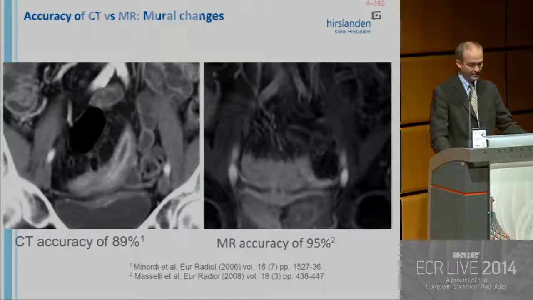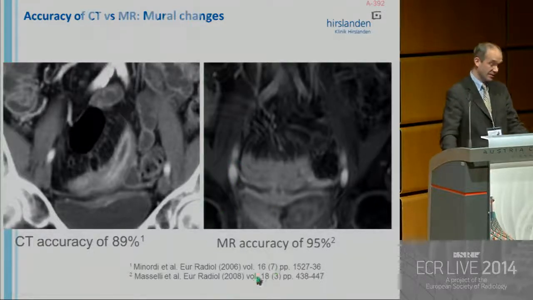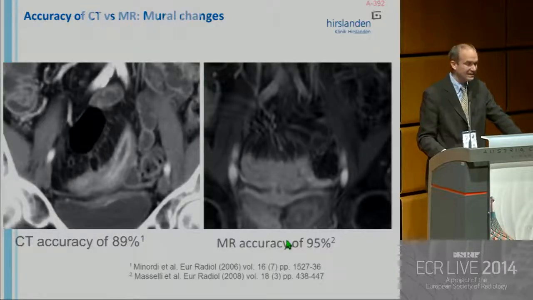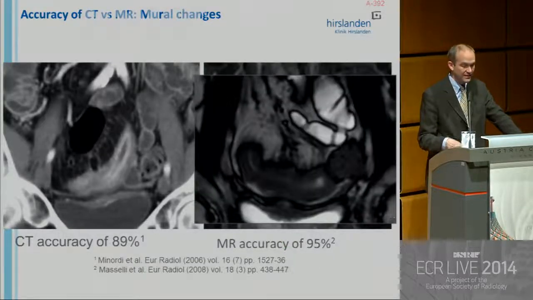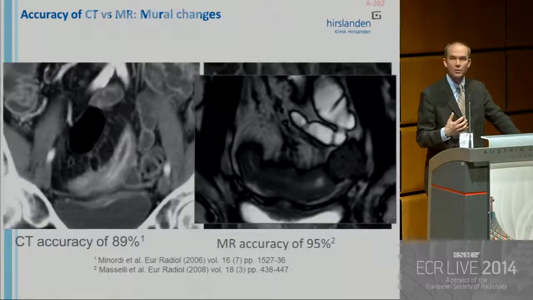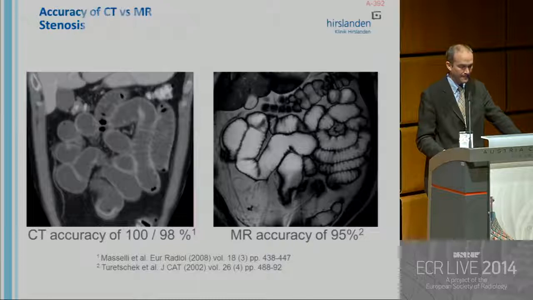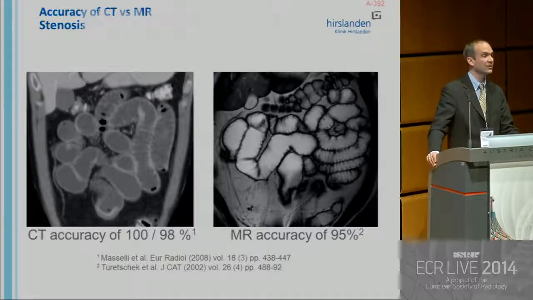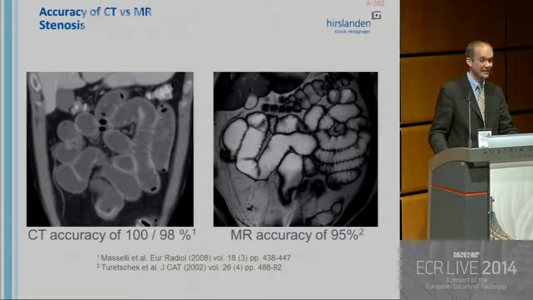CT and MR, and if you look at the data, you have to say for mural changes, there's a good and high accuracy for both, but it's clearly stronger for MR. And this is not so difficult when you look at the possibilities, not only to have one series of contrast enhancement, you have different series of contrast enhancement, and you have the T2 imaging. Again, for stenosis, there's a very high accuracy for both imaging techniques.